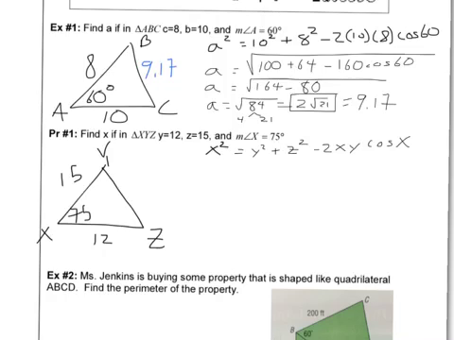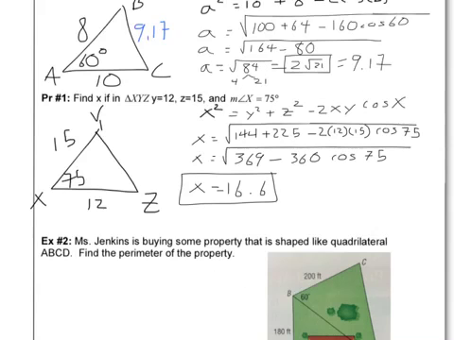I'll put the answer up in just a second, so you may want to pause the video and work it out on your own. Okay, if you plug everything in, you get this whole mess, and then you simplify it down, you get to here. You really can't go much farther than here without using a calculator, because cosine 75 is an irrational number. So you plug it all in, and you should get 16.6.